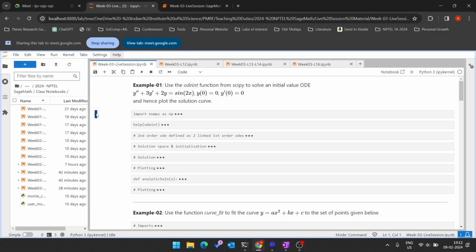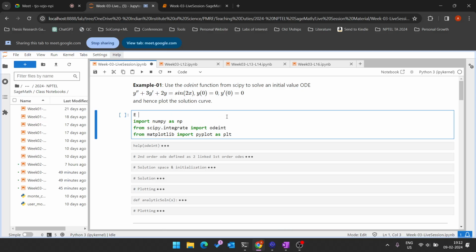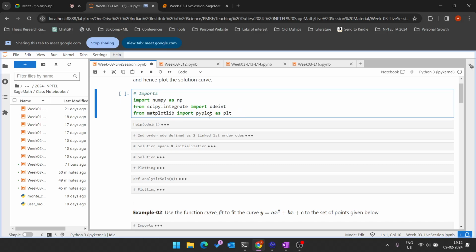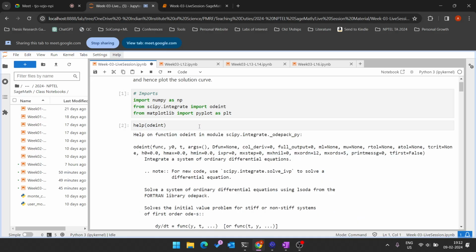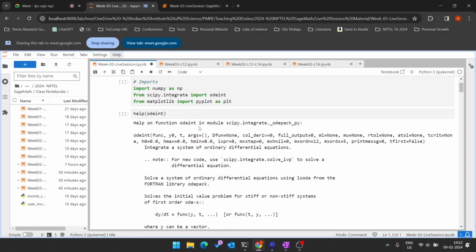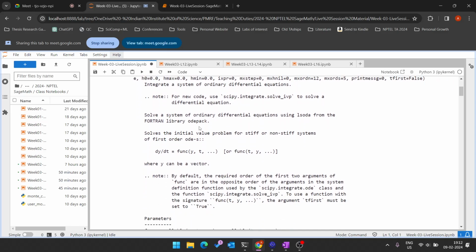So on the code front, we'll first start by doing our necessary imports, which are numpy, the odeint function from scipy.integrate, and matplotlib.pyplot. Then I'll run this function called help of odeint so as to see how we'll use it.